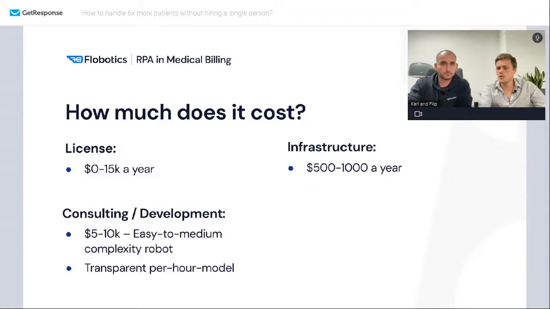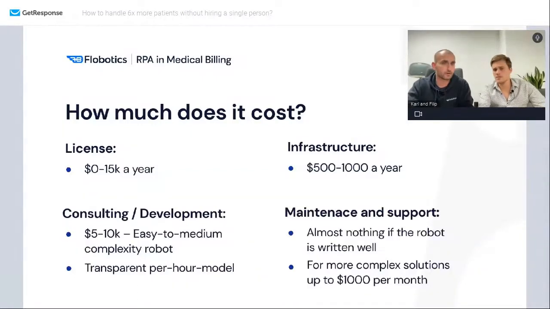The third part of the cost? It's infrastructure. These are the smaller costs, depending on what a company already has. But this could be firewalls or virtual machines to actually run the robots. And the last one is, what about support and maintenance?